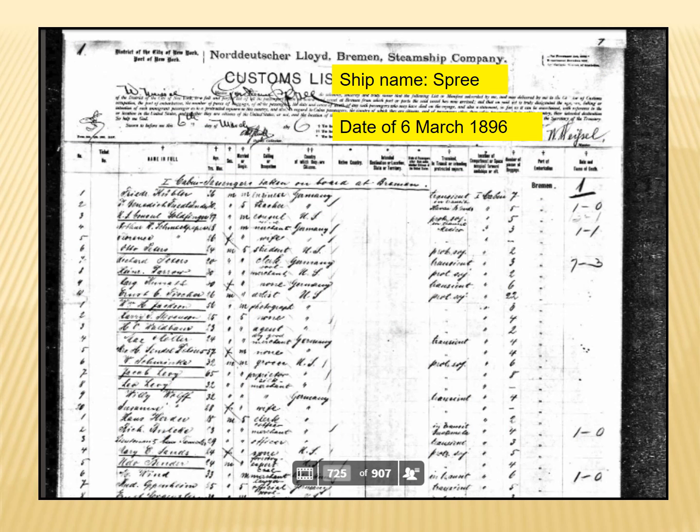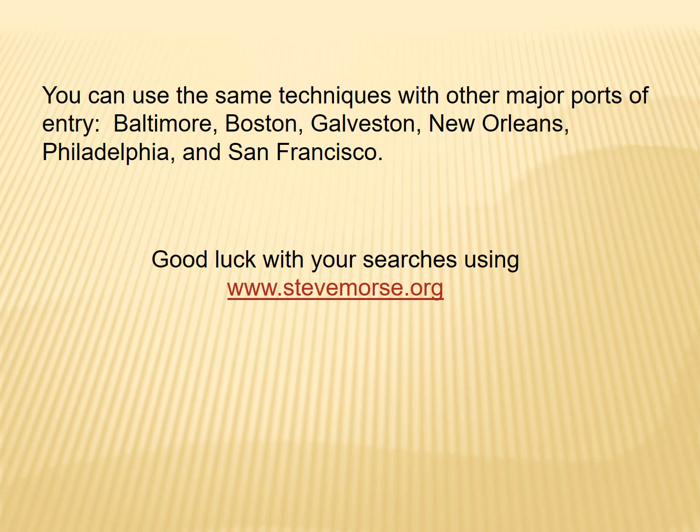Here is the first page of the manifest for the ship Spree coming into port on the 6th of March of 1896. By clicking through, you can do a hand search until you find the individual or family that you are looking for. You can use the same technique with other major ports of entry: Baltimore, Boston, Galveston, New Orleans, Philadelphia, and San Francisco. Good luck with your searches using stevemorse.org.